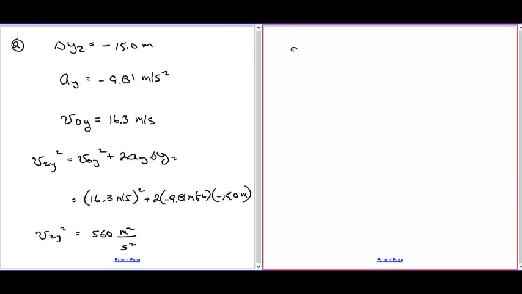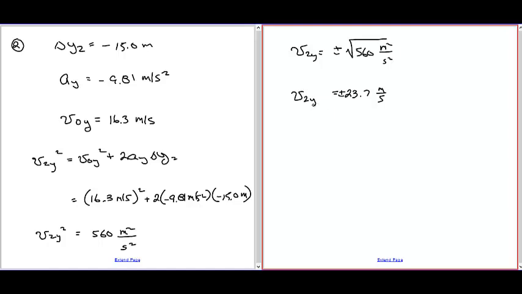And then I take the square root, so v2y is equal to plus or minus the square root of 560 meters squared per second squared. Let's take the square root of that: 23.7 plus or minus meters per second. So I take the square root of the number and I take the square root of the units. So this is my y component.